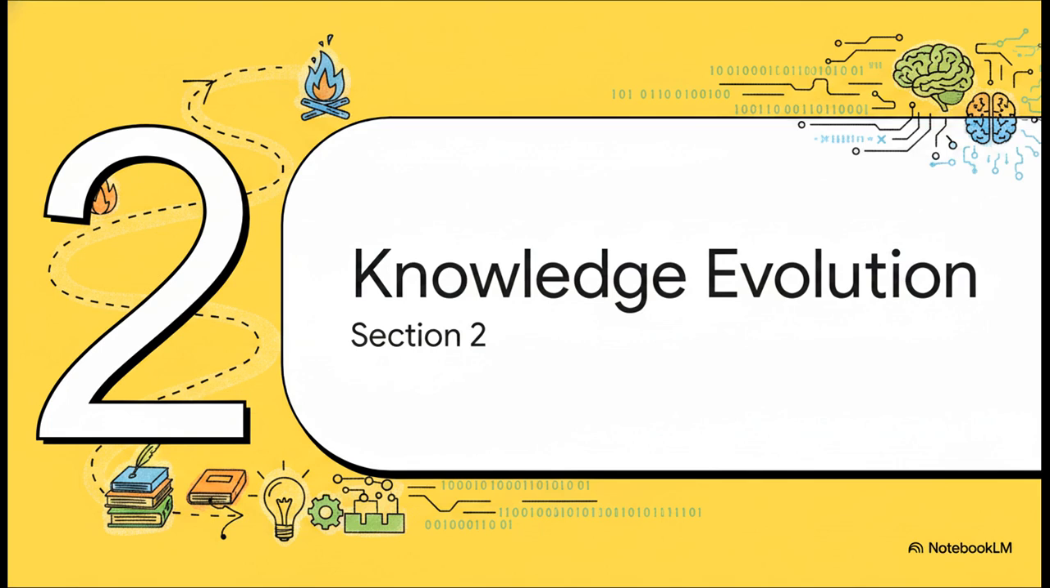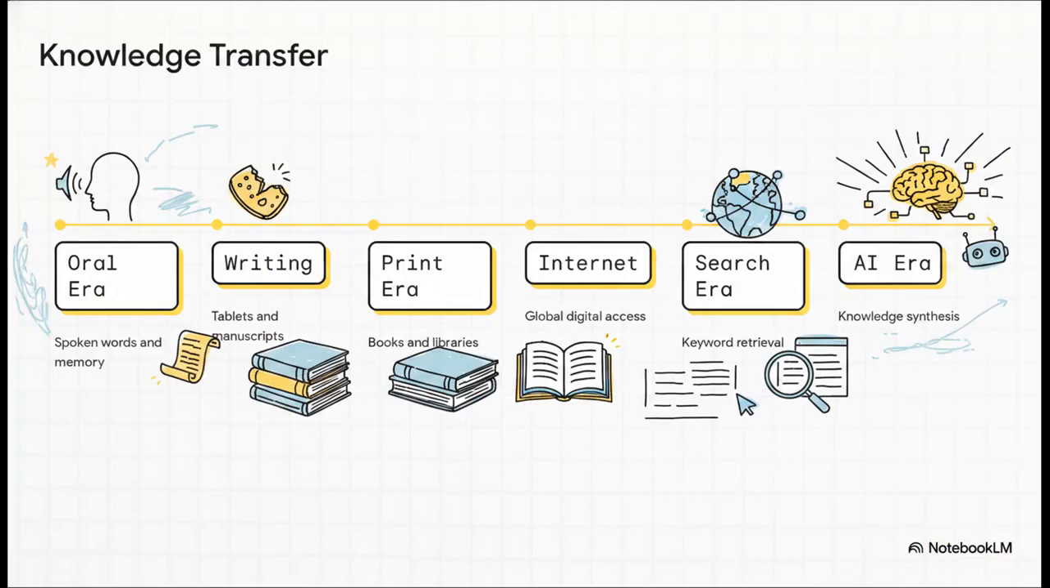Moving right along to Section 2, the evolution of knowledge transfer. You know, human progress has always been bottlenecked by how we store, retrieve, and share information. Think about it. We started out in the oral era, moved to the writing era with clay tablets, and then hit the print era with physical books. Then, just in our own lifetimes, we experienced the internet era of global digital access, which was super rapidly followed by the search era, keyword retrieval. And now, we've crossed into the AI era, the era of knowledge synthesis.